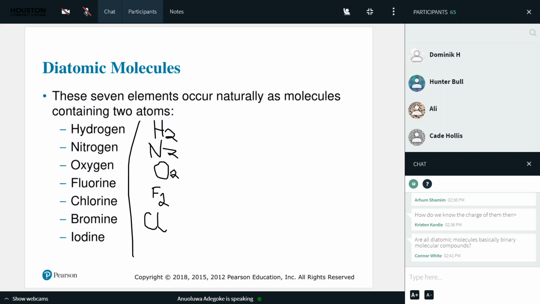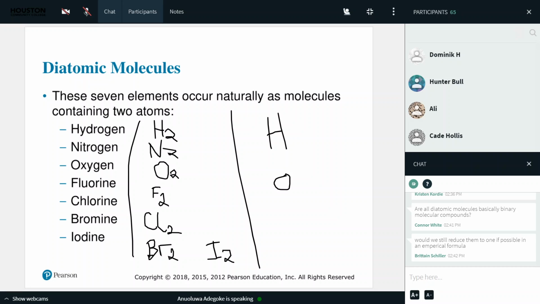And why is this important? It is extremely important because you are going to be writing molecular formulas. You are going to be writing equations for different reactions. You have to remember that all seven of these don't exist alone. H will not exist alone by itself. You won't see oxygen by itself. They exist together because they are highly reactive and they just can't exist alone.